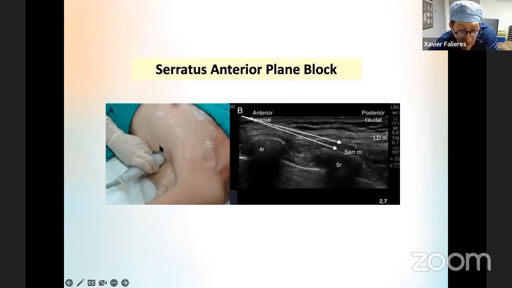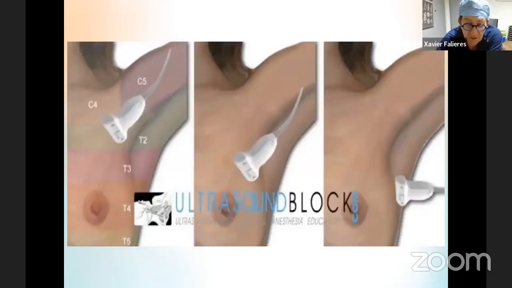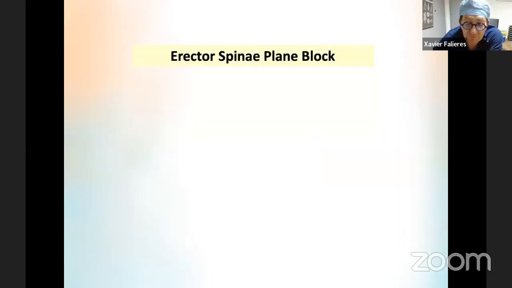Also for a rib fracture, for instance, it will give a very good pain relief. So remember, you can give here the pec 1, pec 2, and then you go more lateral and you can give the serratus anterior block. Then the erector spinae plane block. This one is gaining in popularity. We give it more and more in very different indications.